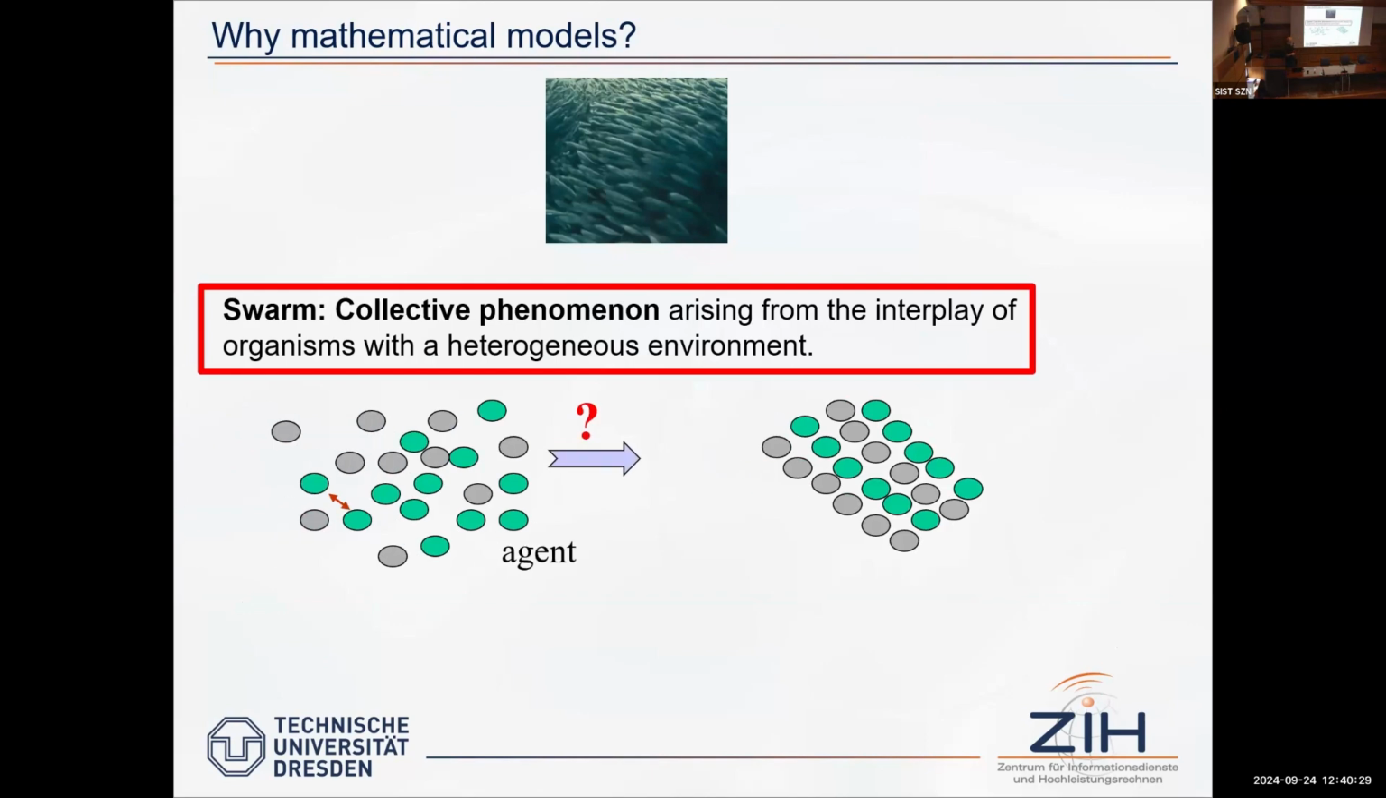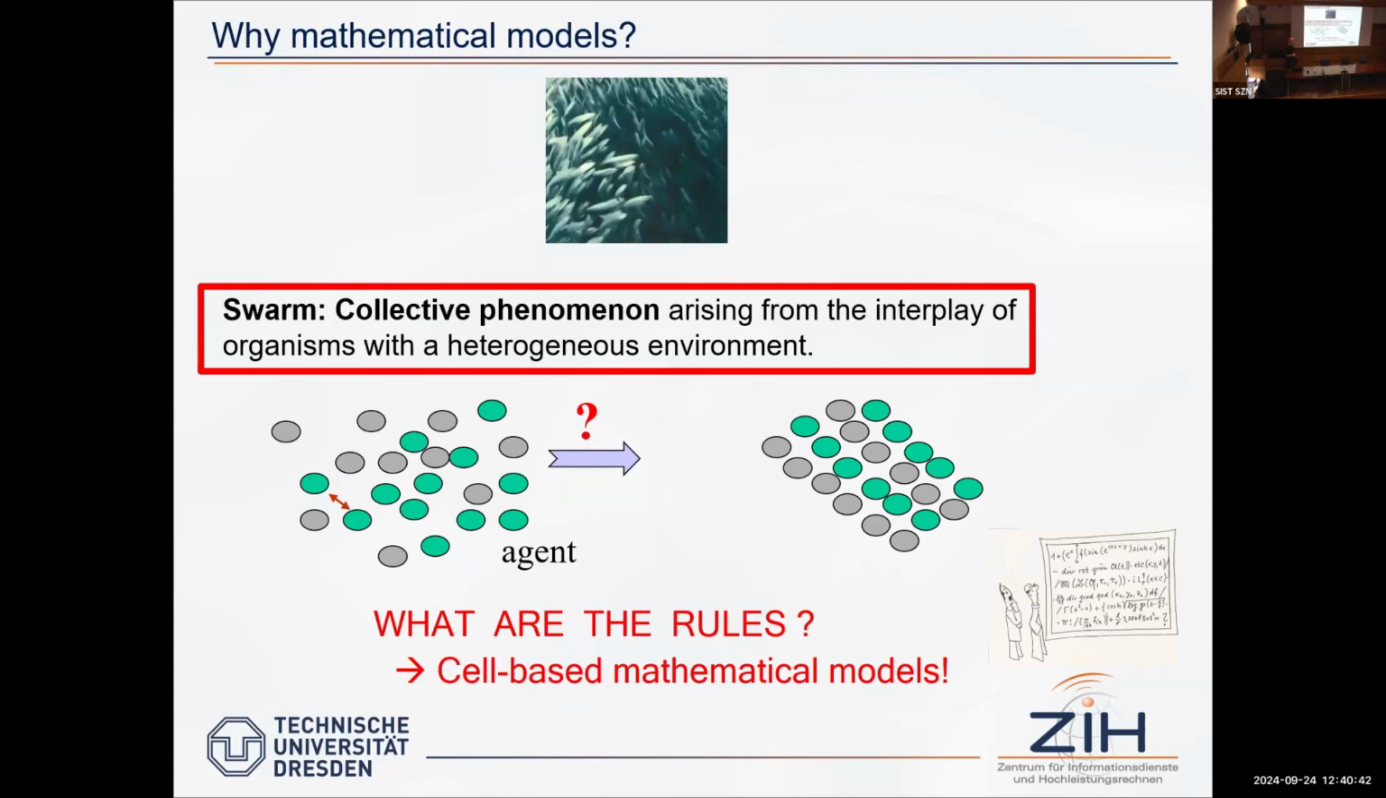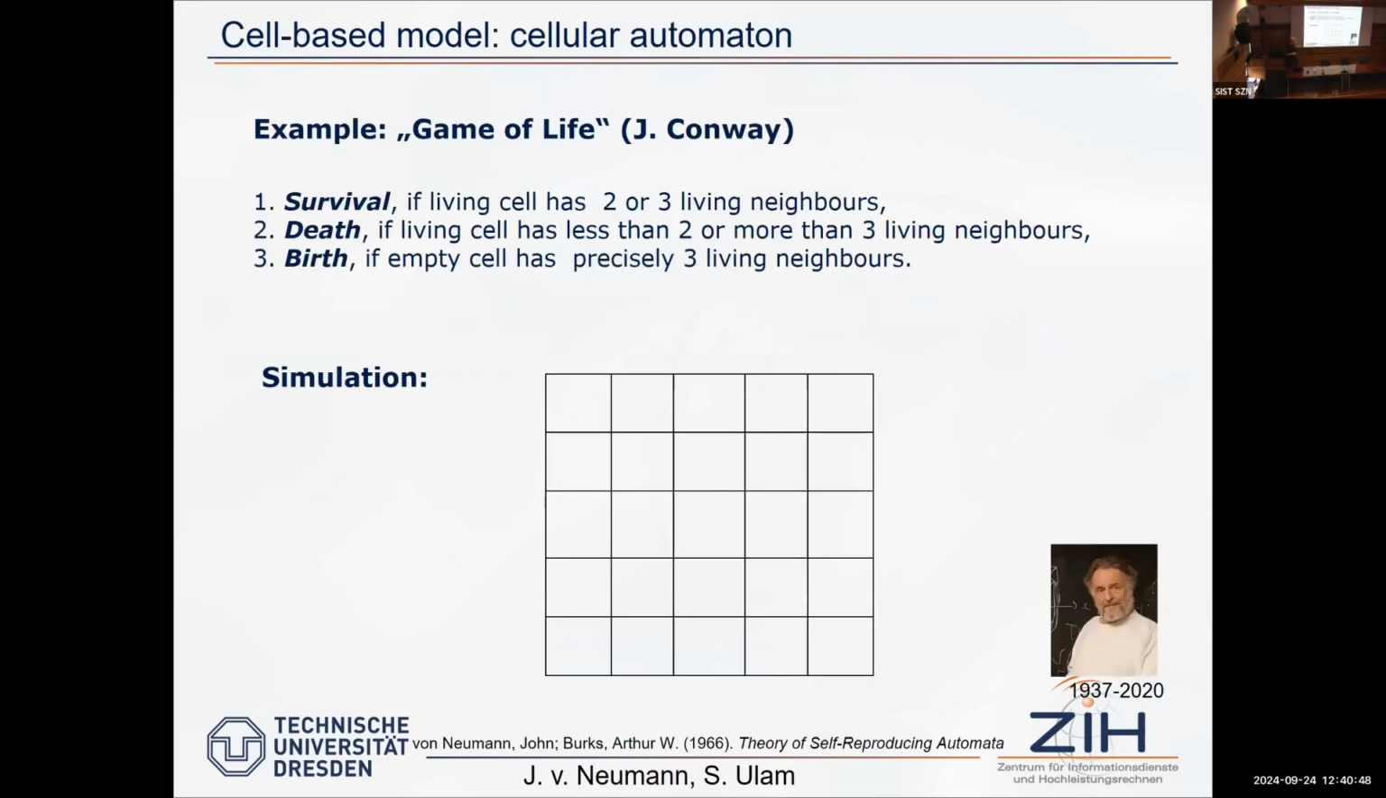So this agent can be a cell, an organism, a molecule, and we want to know which interactions lead to what types of migration patterns. So we are interested to identify the rules of interaction. And this means we need a cell-based mathematical model. And this allows me to introduce the prototype of a cell-based mathematical model, namely cellular automaton.